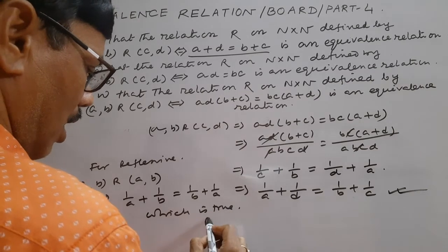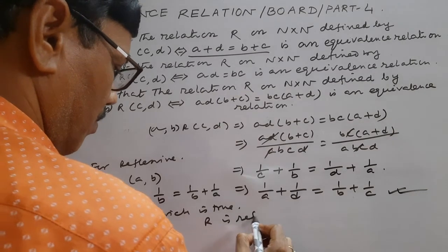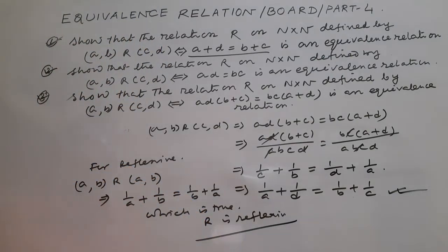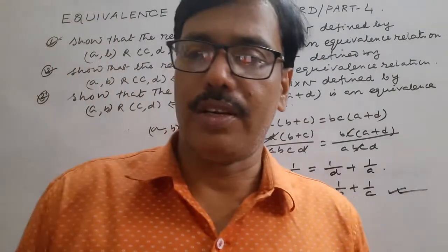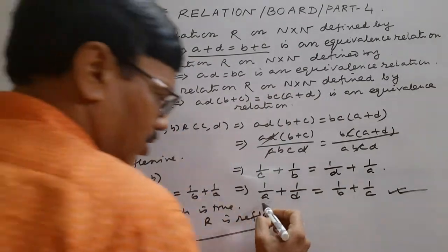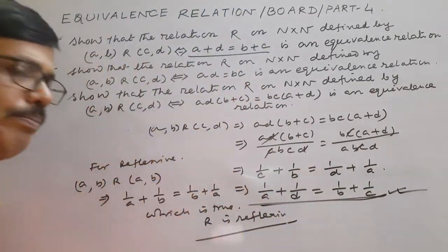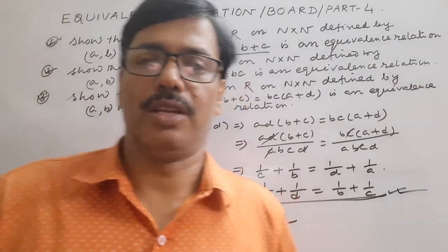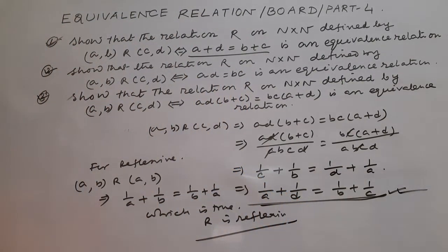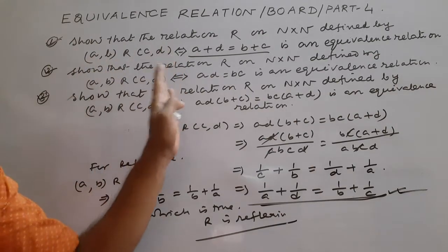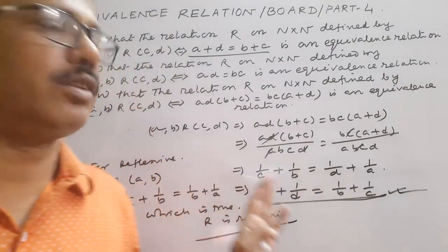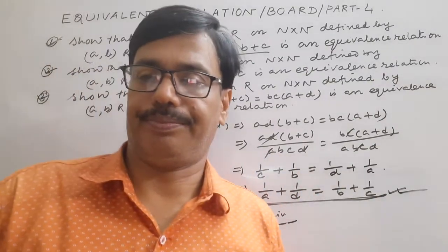Therefore, R is reflexive. Similarly, to verify the other two, it is exactly the same as that of the first. You just simplify it in this form, then proceed. So, they are the same type of problem. They are given in ordered pair form. That is why we are taking elements in ordered pair form.